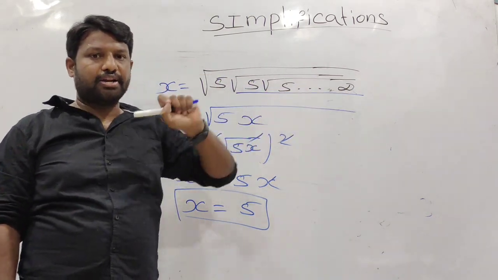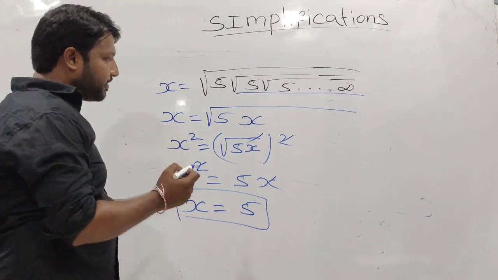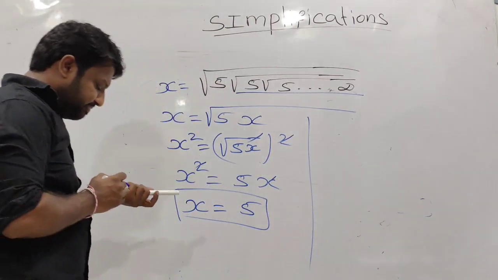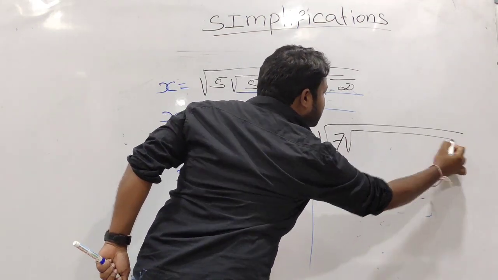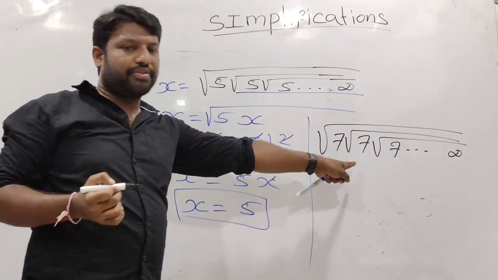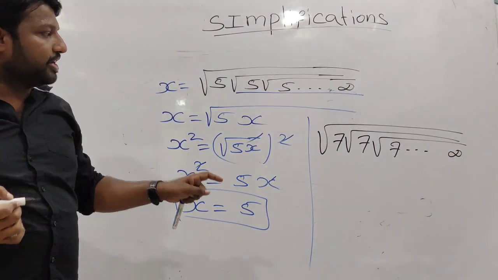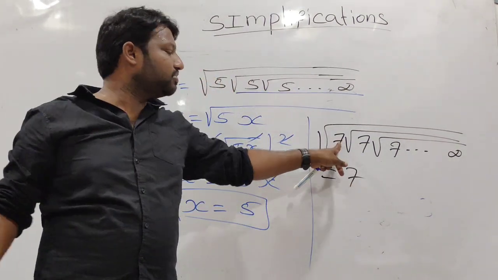If it goes up to infinity, the answer is directly this value, whatever the value is. For example, I have taken one more example. Let us say the question is root 7 into root 7 up to infinity. If it is up to infinity, the answer is directly 7. So whatever the value is, that is the answer.